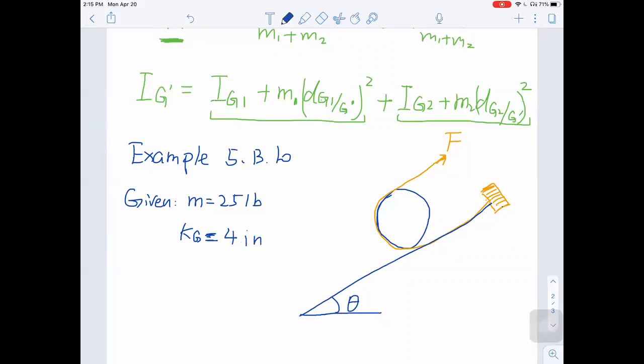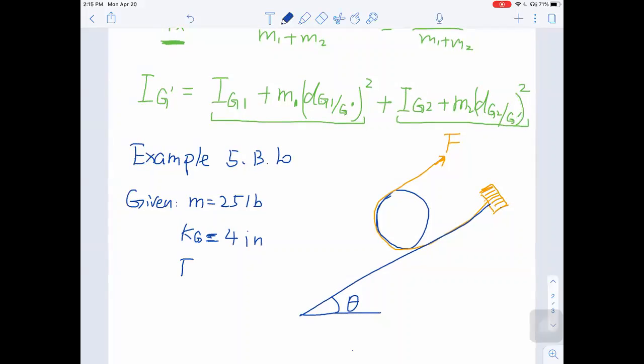And we also know the pulling force, F, is 20 pounds force. We know the radius of the disk, it's 0.5 feet. And we also know theta. Theta equals 36.87 degrees.